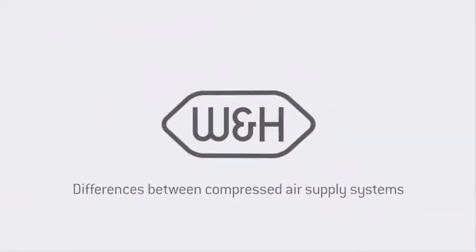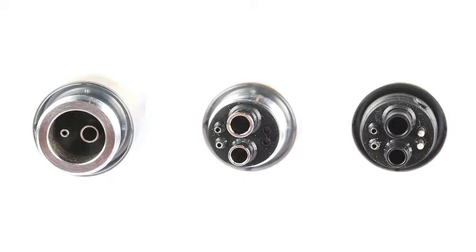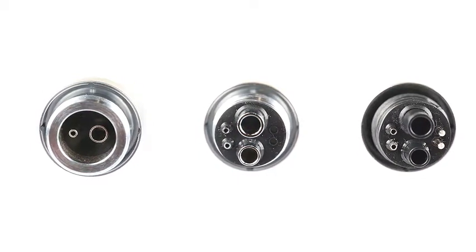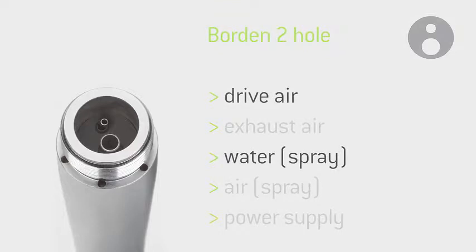Differences between compressed air supply systems. With air-driven transmission instruments like turbine handpieces and air motors, there are various possibilities of connections. These differ by the connection to the drive and exhaust air, the supply lines for the spray, and the electrical contacts for the light. The Borden two-hole connection has one connection each for the drive air and the coolant.